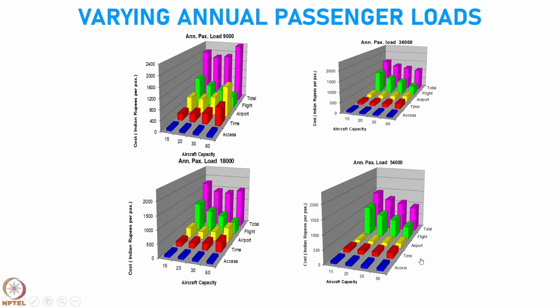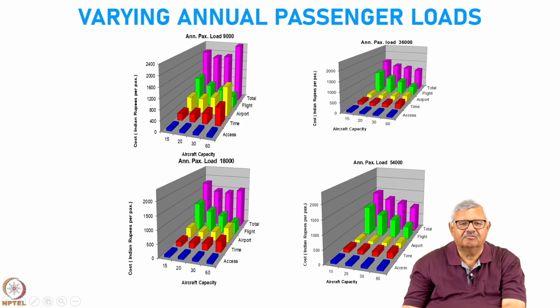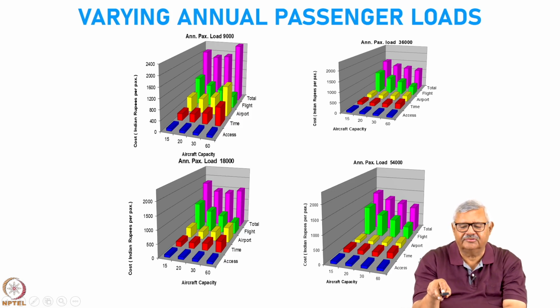Now, suppose we vary the annual passenger load and we keep the aircraft capacity also varying. So, what you see here is very interesting. Let us look at first low passenger load here.